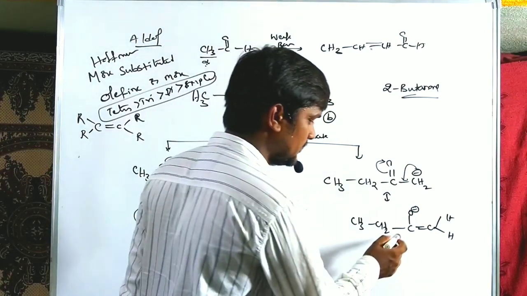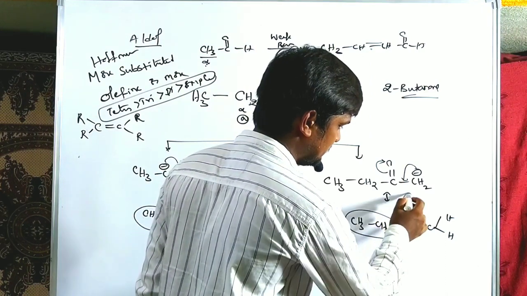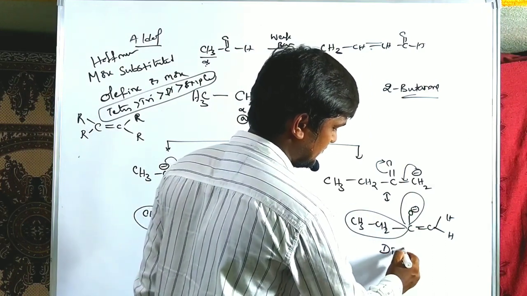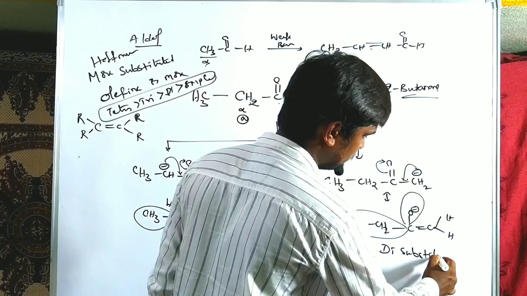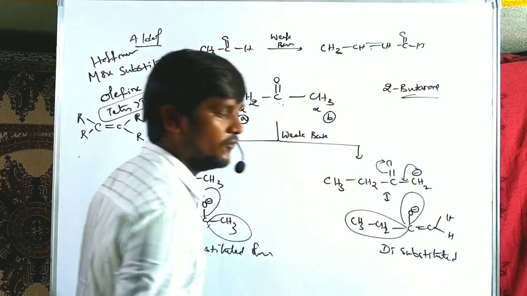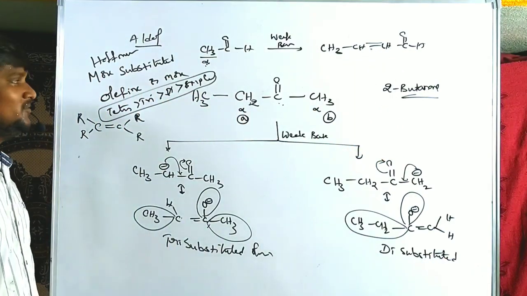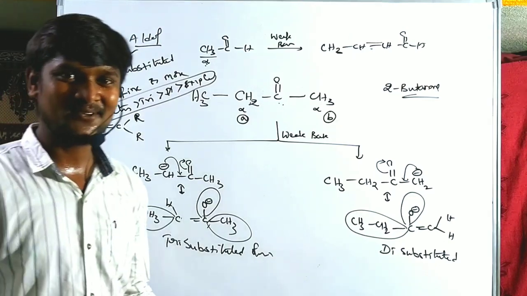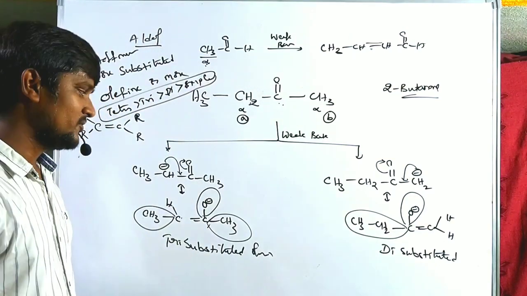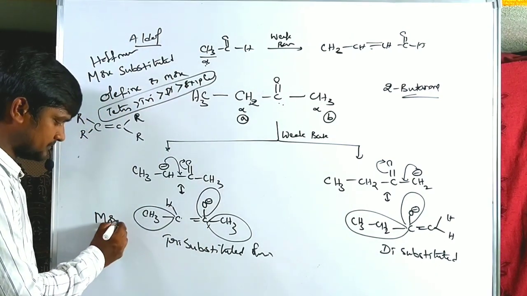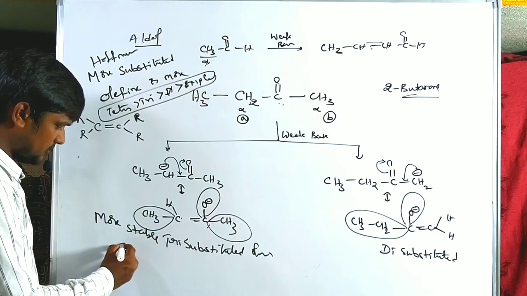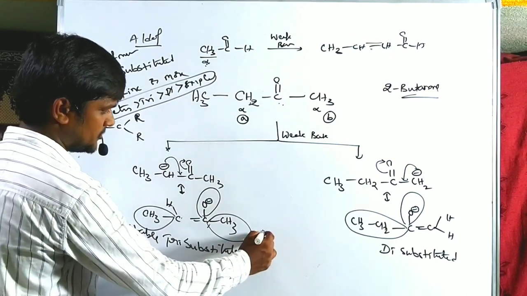Now here it is one substitution, it is another substitution, it is a disubstituted olefin. So among these two, according to Hoffman, the tri-substituted olefin is more stable. Okay, so this is the more stable enolate. So which is the major product?